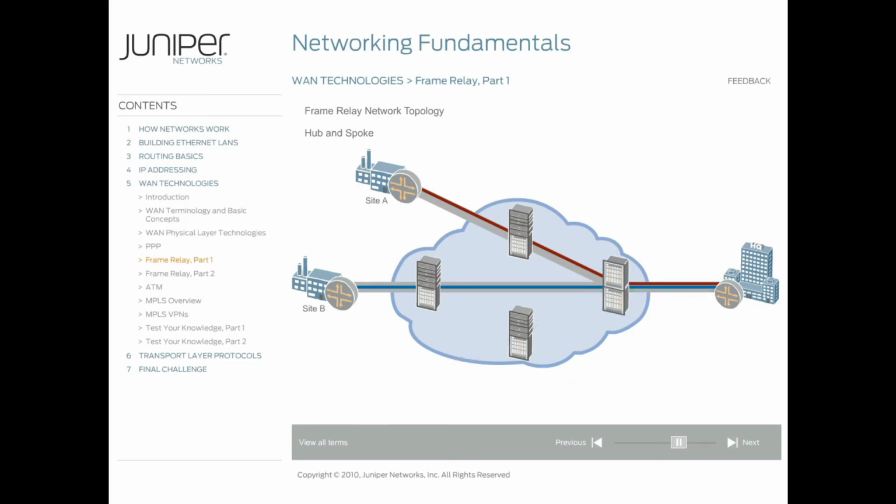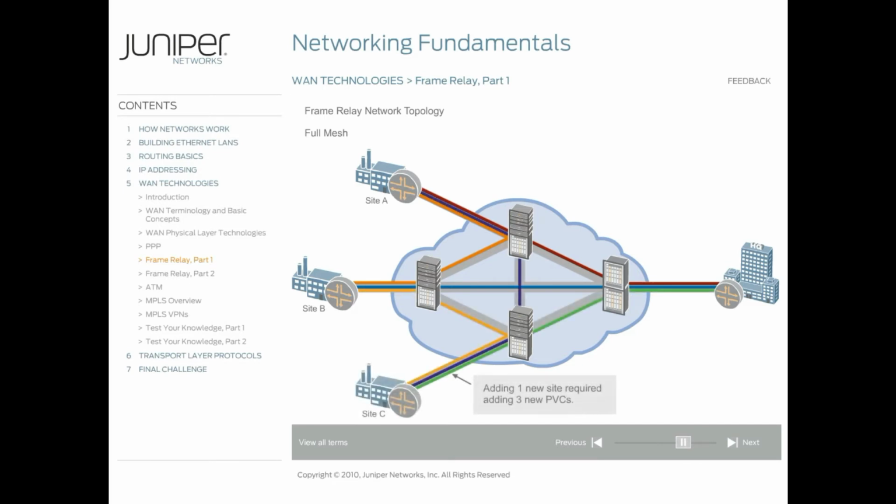hub. If all locations need to communicate frequently, or a high level of redundancy is required, customers can opt for a full mesh topology where each site has a PVC to every other site. While this solution provides a high level of redundancy, like dedicated PPP links, it's quite costly and difficult to manage. For each new location, a new set of PVCs needs to be configured for each location. Imagine if you already had 100 locations and needed to add one more site.